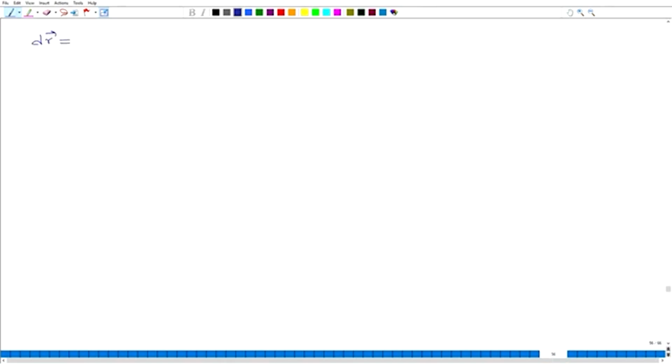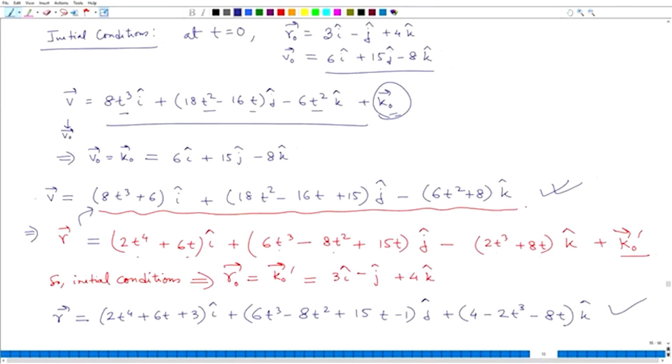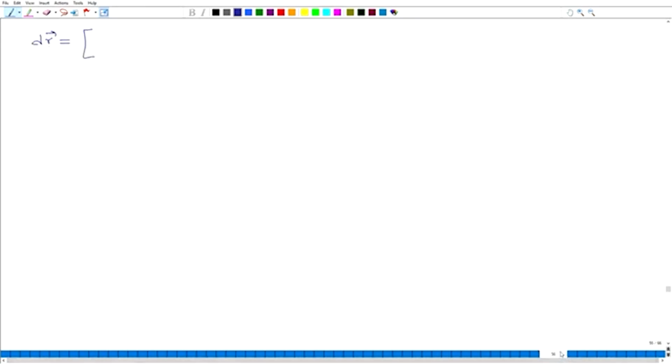dr vector is nothing but a function; r is a function of t. So if you do dr, the infinitesimal will be transferred to t. So it will simply be, then I would write, if you remember the expression of r, is this one. If you correctly do the calculations, dr would get 8t cube plus 6 i cap.